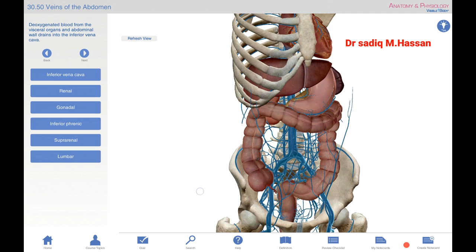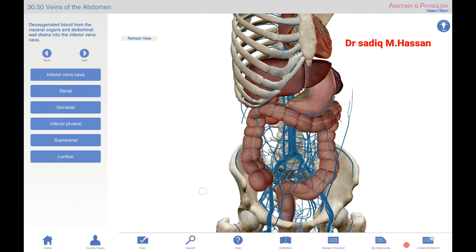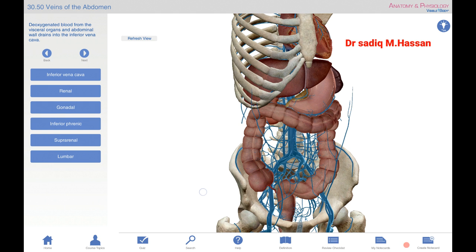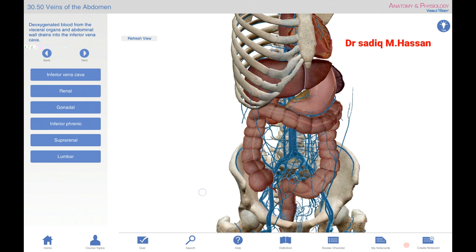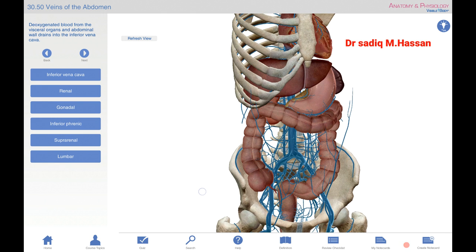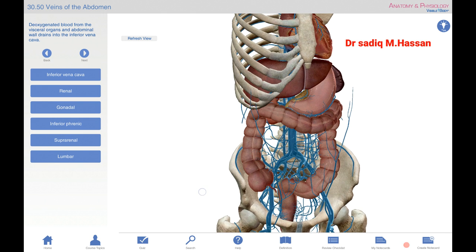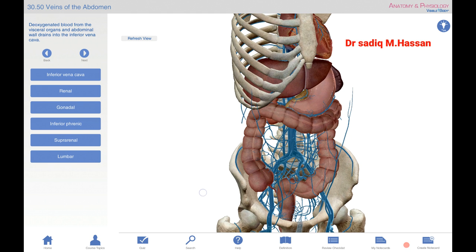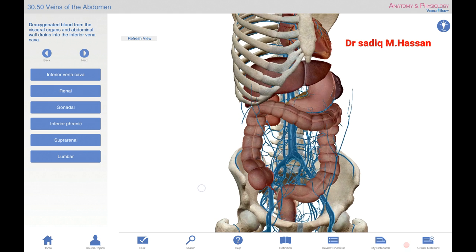The passage of blood through the heart, the oxygenated blood as we discussed: from the right atrium to the ventricle, to the lung, and it goes back into the left atrium, left ventricle, and is pumped into the systemic circulation.